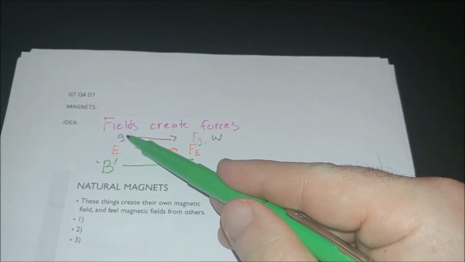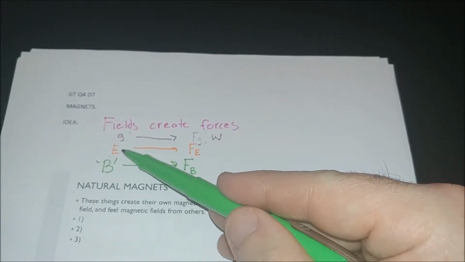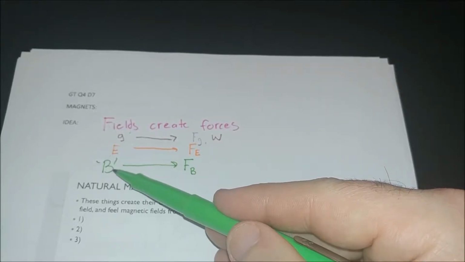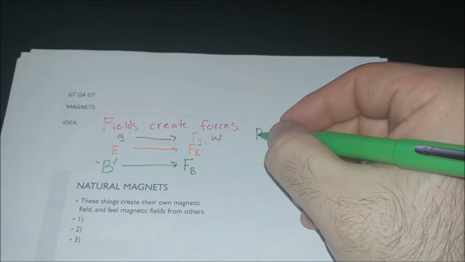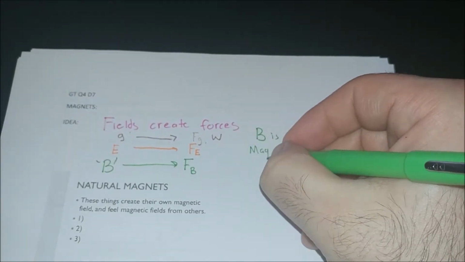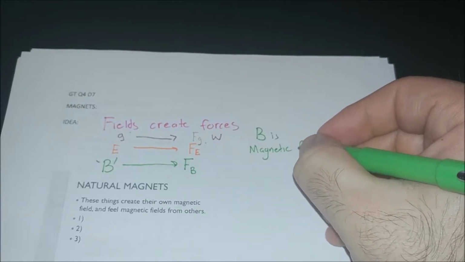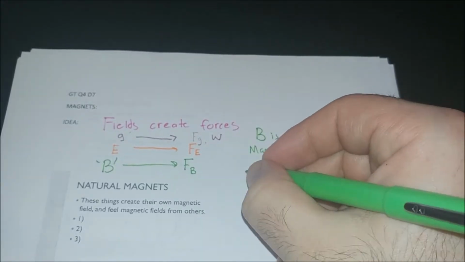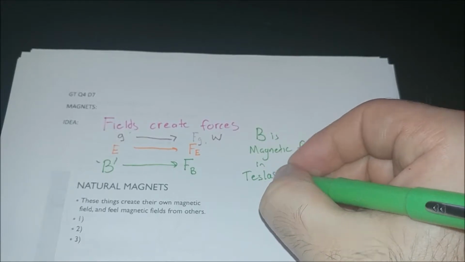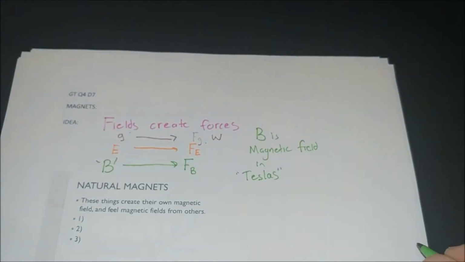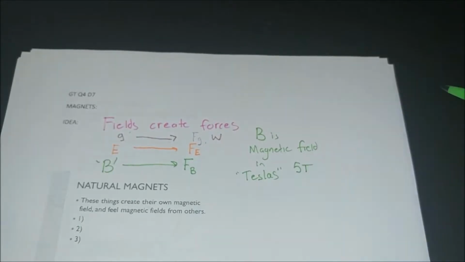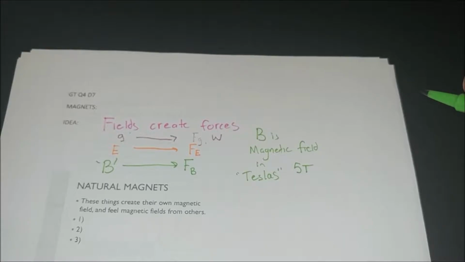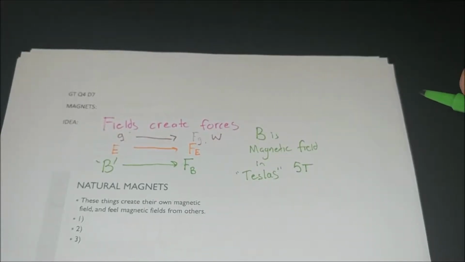Gravity fields were in meters per second squared, acceleration. Electric fields were newtons per coulomb. Magnetic fields are going to be in Teslas, like Nikola Tesla. So an example of a field would be something like 5T. That stands for 5 Tesla of field. Fields create forces.